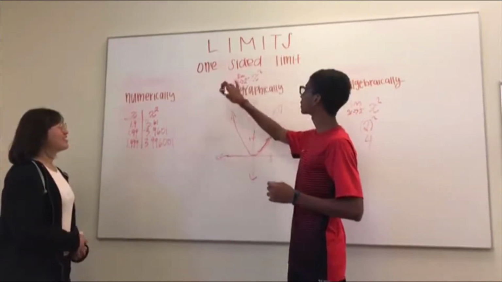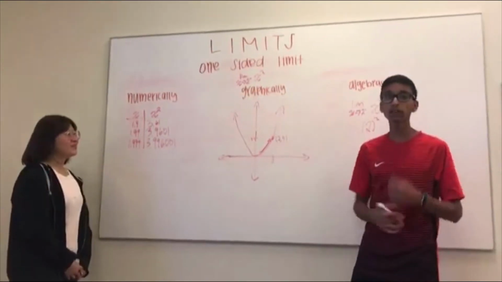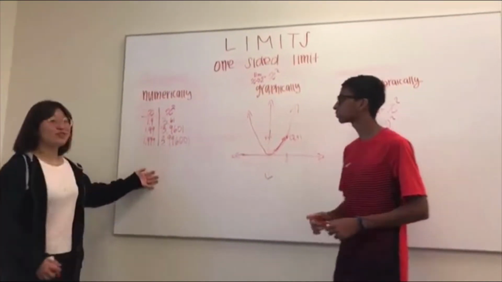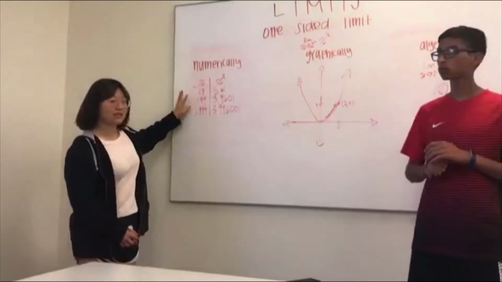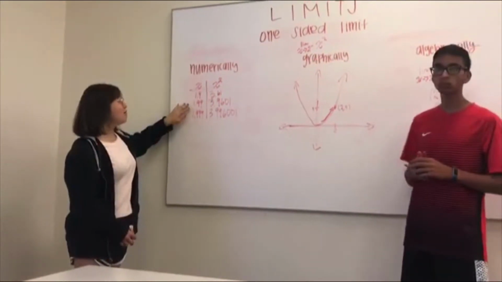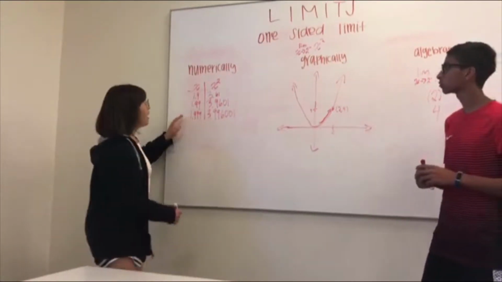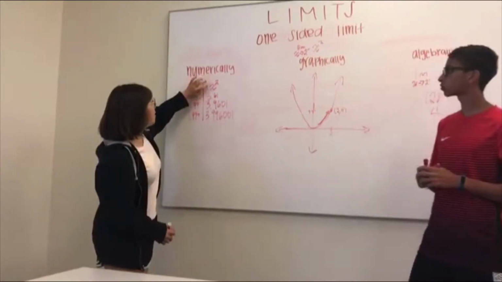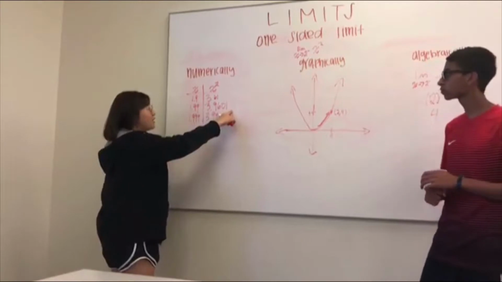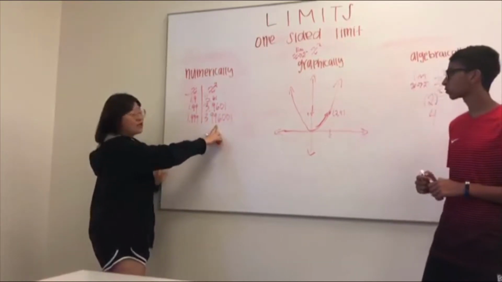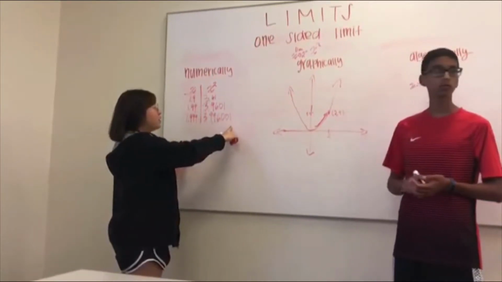Okay, so we're going to explain one-sided limits now. In our example, we have the limit as x approaches 2 from the left side of x squared. To solve that numerically, we're going to use numbers that approach 2 from the left side: 1.9, 1.99, 1.999. If you plug these into our function x squared, you get 3.61, 3.9601, and 3.996001, which all approach the number 4.